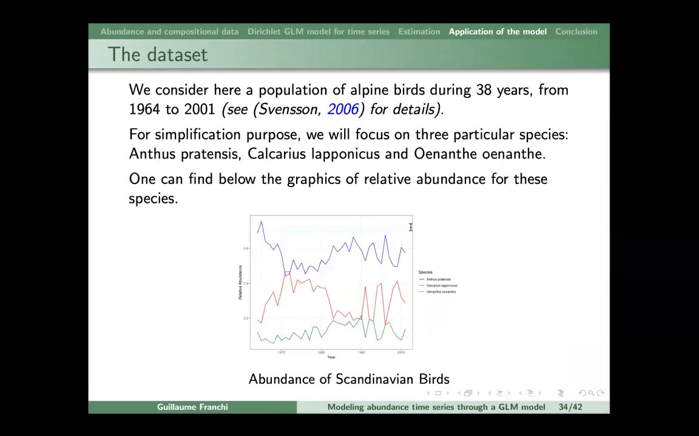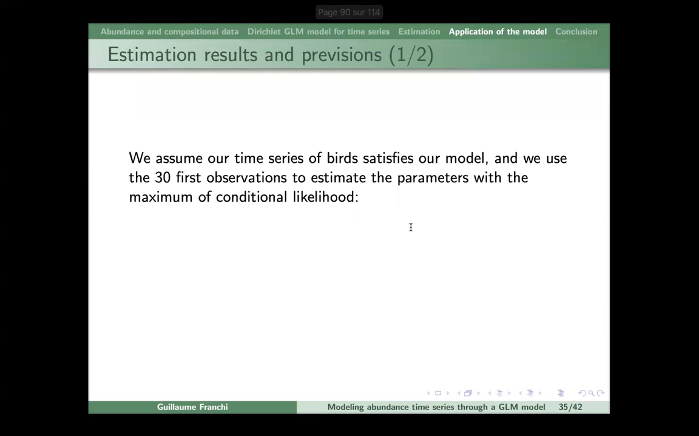Just to see how the trajectories of abundance look. Here you have the first species, in red the second one, and in green the third one. There is also a lot of variability, especially in the 90s. As you can see, the species in red oscillates a lot. It will be a problem later for confidence intervals. So I used the maximum conditional likelihood to obtain all the parameters here.